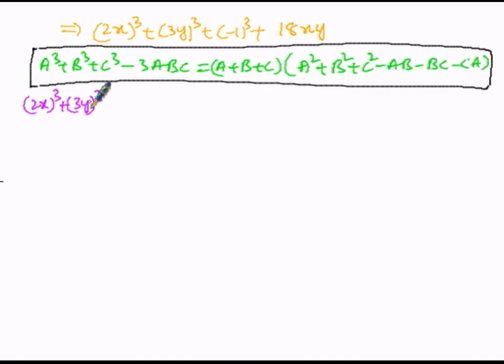So let us compare: a is 2x, b is 3y, and c is minus 1. So a³ is (2x)³, b³ is (3y)³, and c³ is (−1)³. So I wrote a as 2x cubed, b as 3y cubed, plus c as minus 1 cubed.